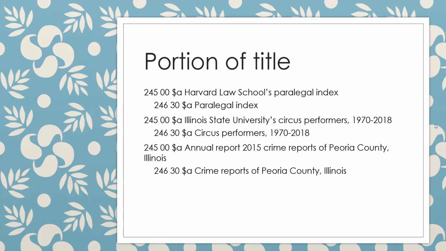So let's look at our first example. We have a 245 00 Harvard Law School's Paralegal Index. So we're going to create a 246 30 of Paralegal Index. Our second example, we have a 245 00 Illinois State University Circus Performers, 1970 to 2018. So we're going to create a 246 30 Circus Performers, 1970 to 2018. And then our third example, we have a 245 00 Annual Report 2015 Crime Reports of Peoria County, Illinois. So we're going to create a 246 30 Crime Reports of Peoria County, Illinois.